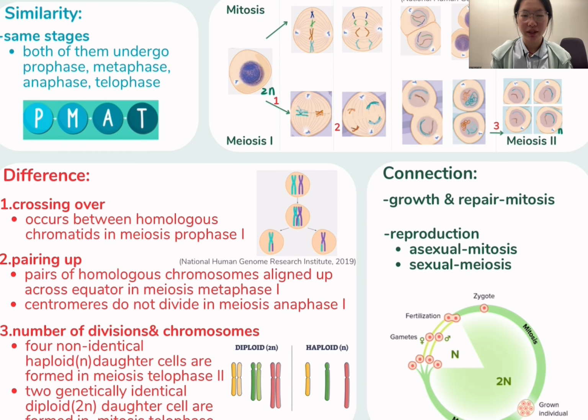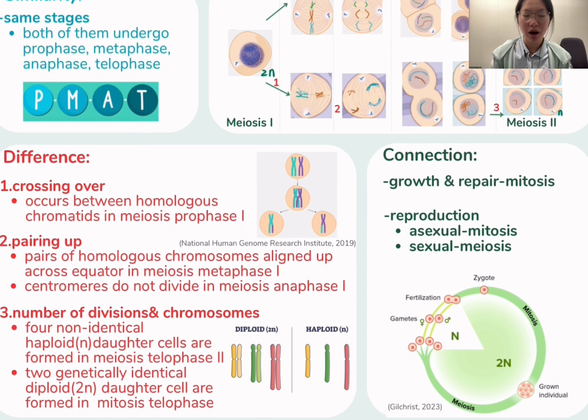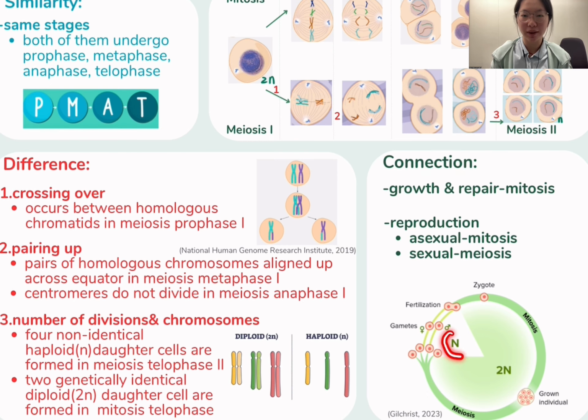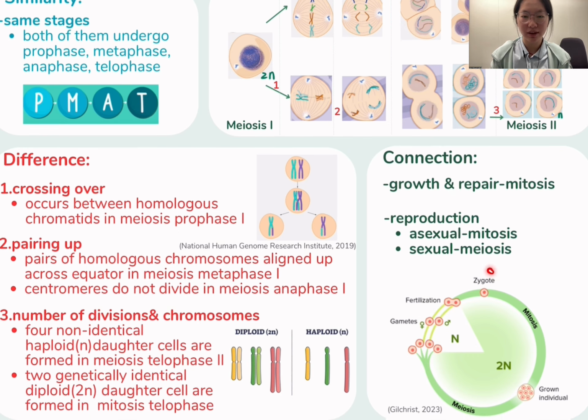After talking about the similarities and differences, I would like to talk about the connection between them. As shown in the diagram, the sperm cells and egg cells are made through meiosis. These gametes are haploid, which means they have half the number of chromosomes, as I mentioned before. And when a sperm and an egg cell combine, it results in a diploid cell called a zygote, which starts a series of divisions through mitosis.